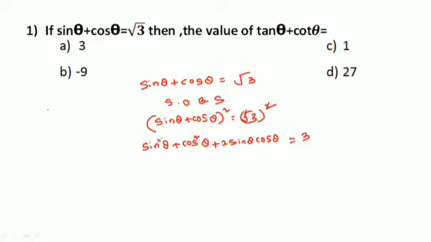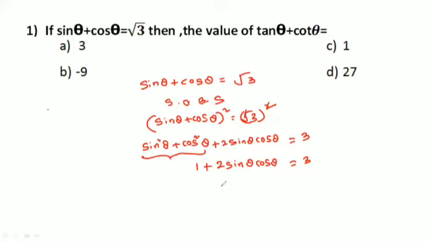Very good. Now children, we know the first trigonometric identity, that is sine square theta plus cos square theta is equal to 1. So let us substitute 1 here. And plus 2 sine theta cos theta is equal to 3. Got it? And plus 1 send that side, children.